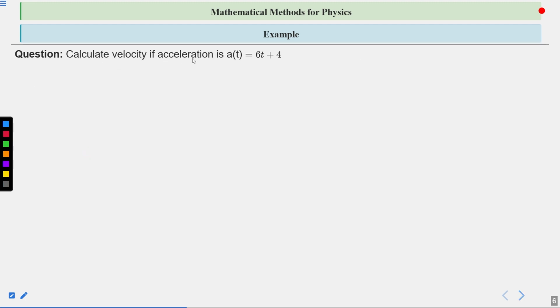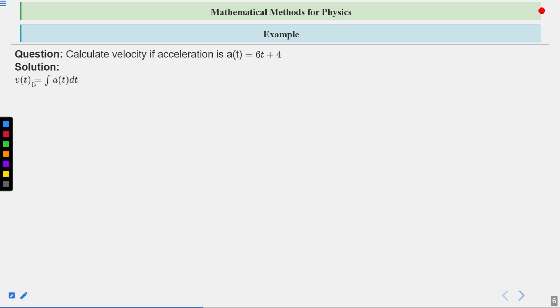Calculate velocity if acceleration a of t is equal to 6t plus 4. Now using this relation you have to find out the velocity. Please solve this question with me. Solution.